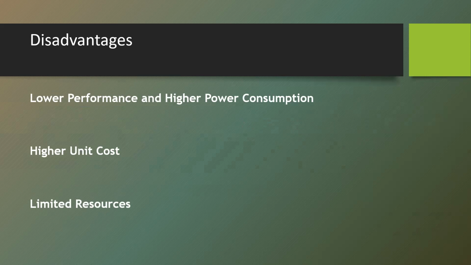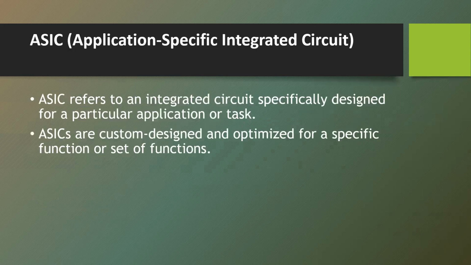So let us go and see what are the advantages and disadvantages of ASICs. ASIC is also called application specific integrated circuit. ASIC refers to an integrated circuit specially designed for a particular application or task. ASICs are custom designed and optimized for a specific function or a set of functions. These are integrated circuits which are manufactured only for performing a specific function or task. For a particular application only they are designed.